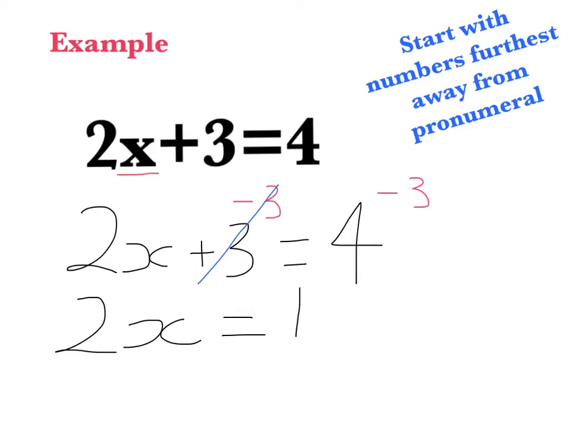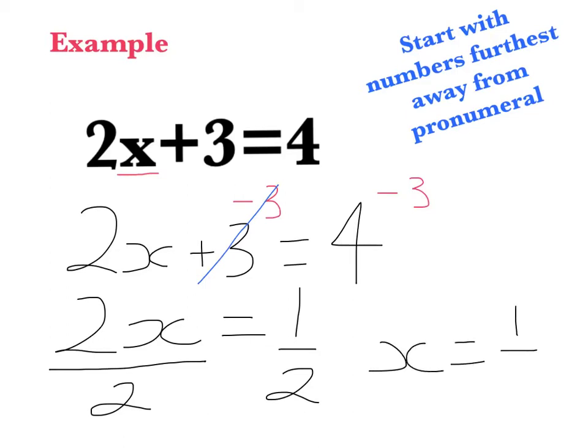Now that's saying 2 of x is 1, or 2 multiplied by x. In order to get x by itself, I have to do, like I did with the subtract 3 plus 3, the opposite operation. The opposite operation of multiplication is division. So I divide that side by 2, and I divide that side by 2. Now, 1 divided by 2 is a half, as it is written here. So x becomes a half.